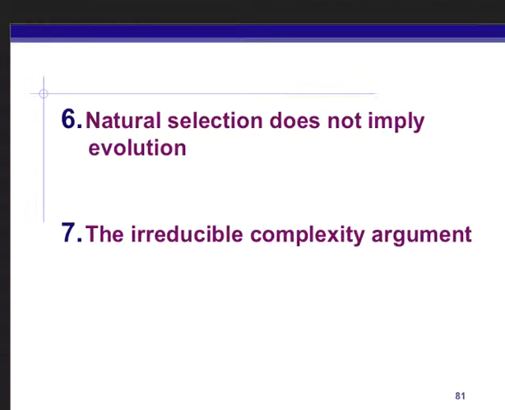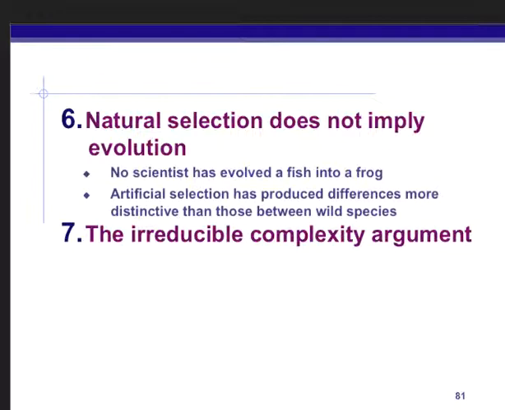And then 6 and 7 here. Natural selection does not imply evolution. No scientist has evolved a fish into a frog. Artificial selection has produced differences more distinctive than those between wild species that we see. We have actually done this.